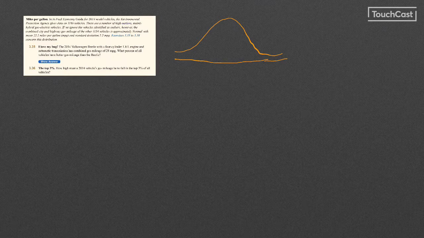It says that the mean is 22.2. So I'm just going to write up here in the corner, mean is 22.2, and the standard deviation is 5.2. So sigma is 5.2. Right there I have a good piece of information. I can start putting this information onto the chart. So the mean is here, and that is 22.2. So I already have a piece of information.